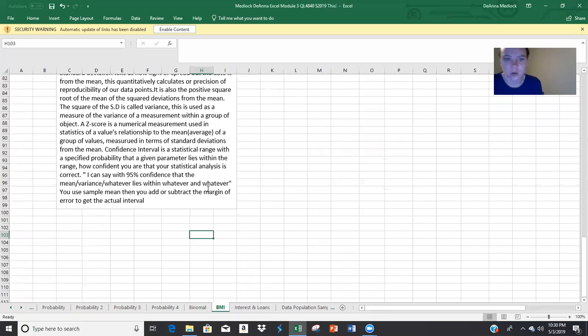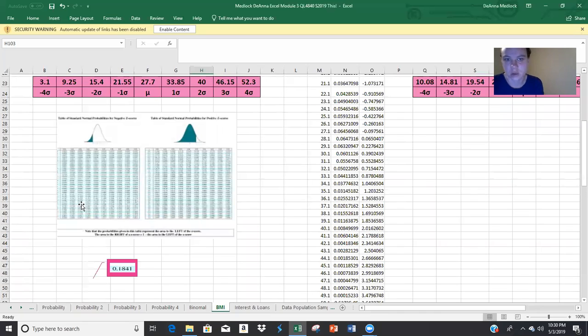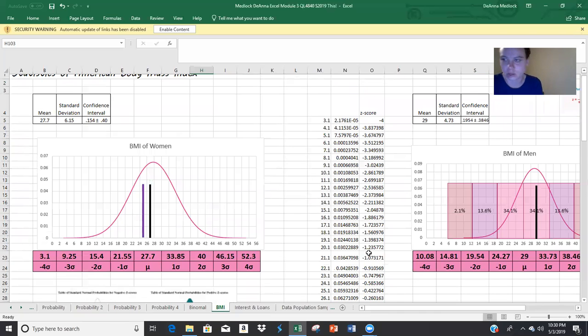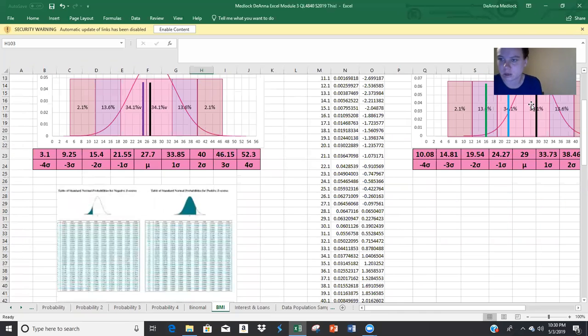variance, whatever lies within, and you use the sample mean, then you add or subtract the margin of error to get the actual interval. So that's how you can show that with confidence your data is correctly marked on your charts.